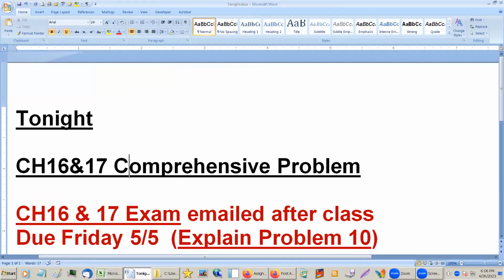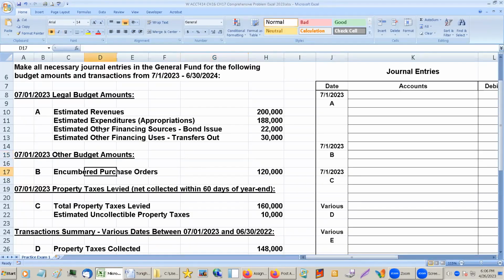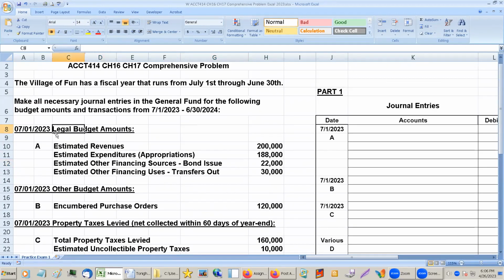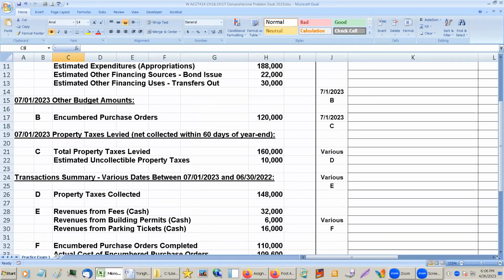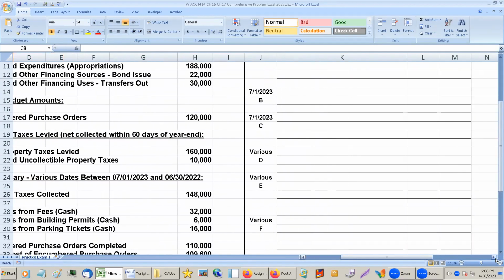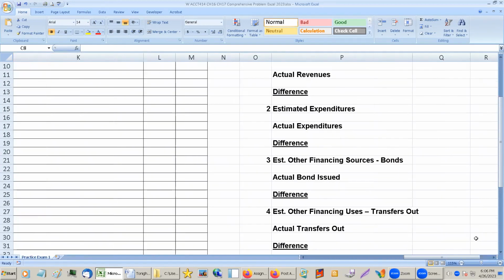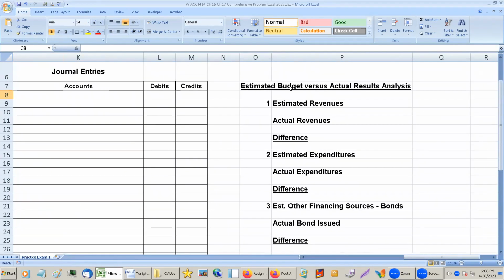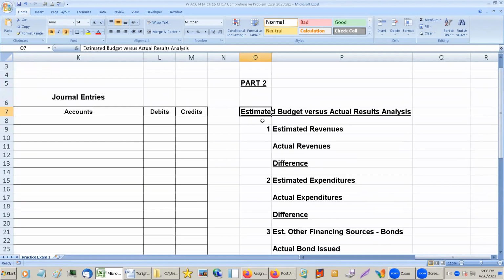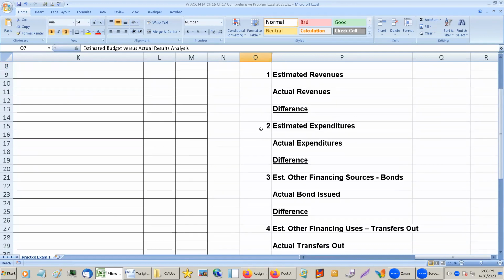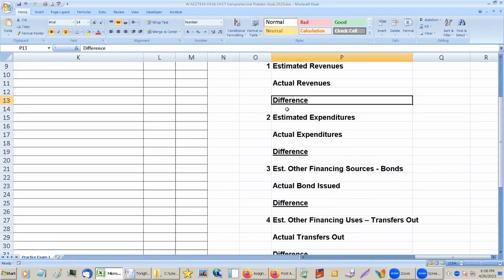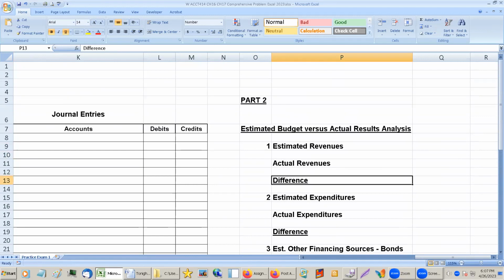Okay, so let's do the last problem of the class. What we're going to do is the journal entries for these amounts they give us. I'm just going to do them right over here. Then we'll go through some of the analysis, the kind of thing you would get on the CPA exam. They might ask you, what was the difference between the estimated revenues and the actual revenues? A question like that.